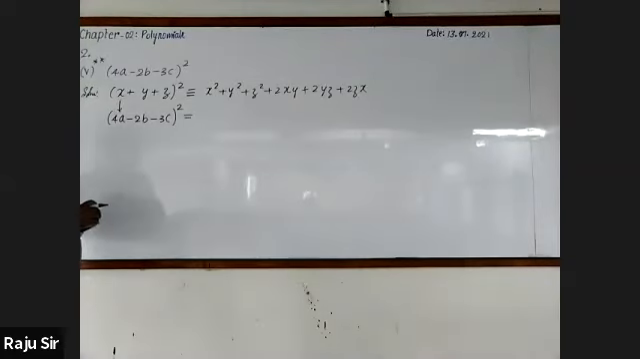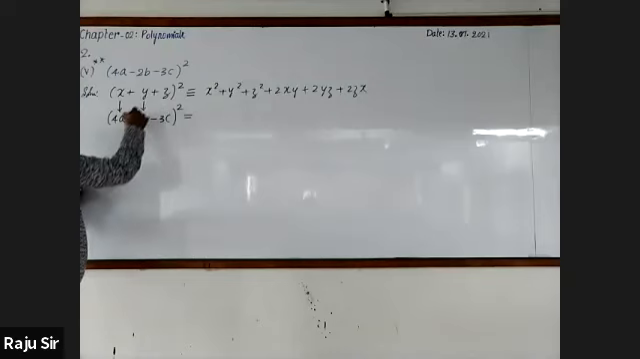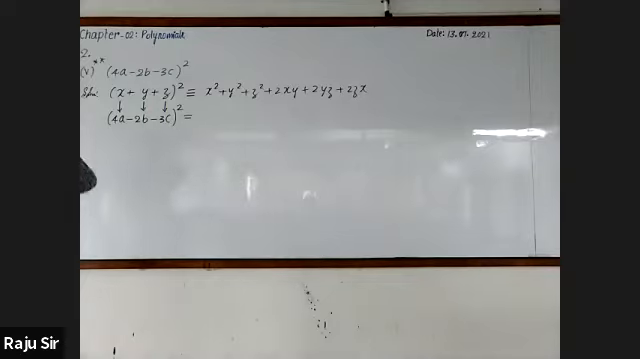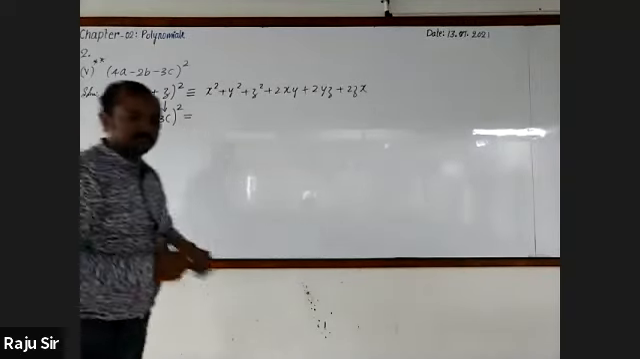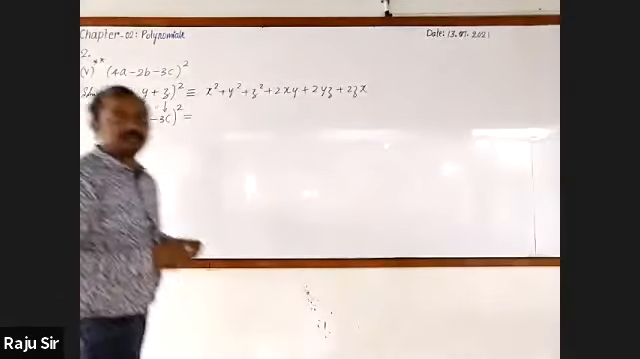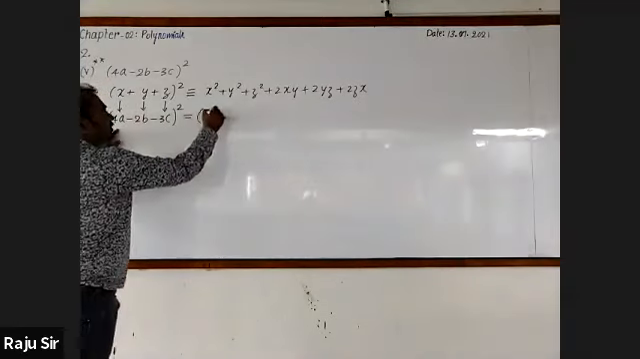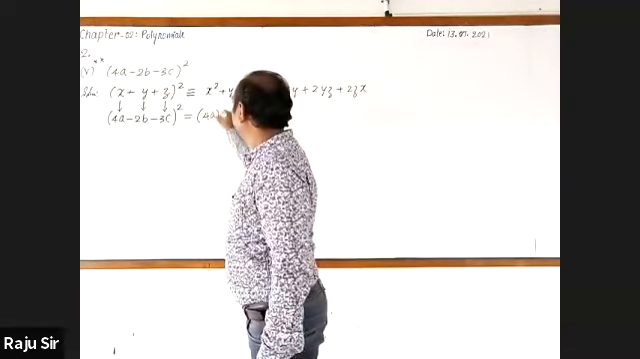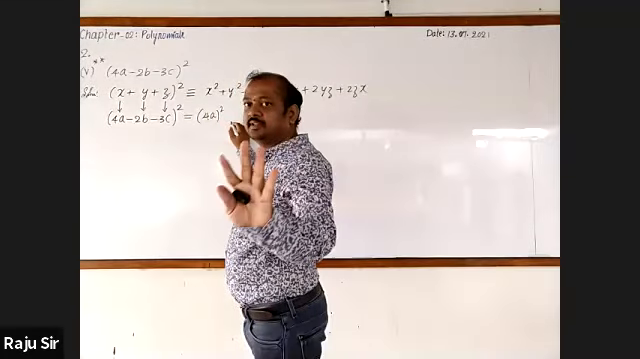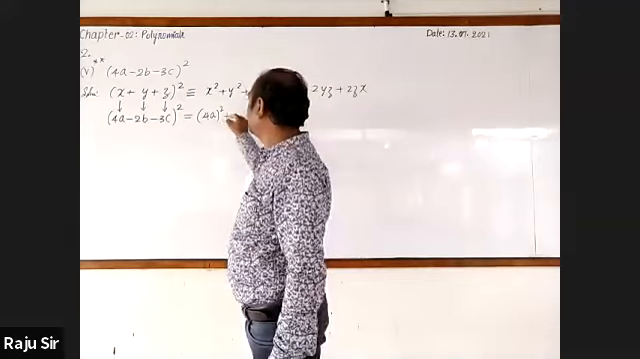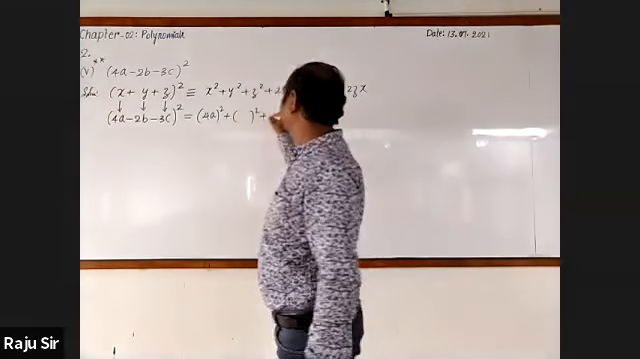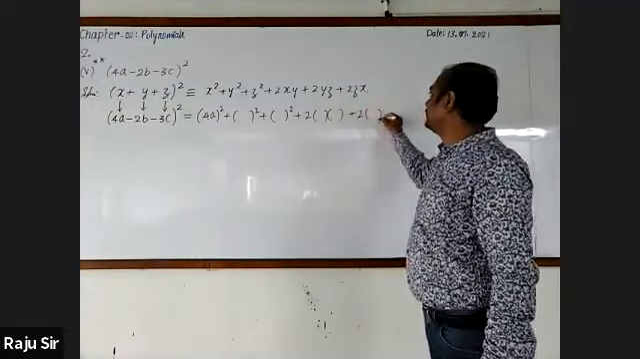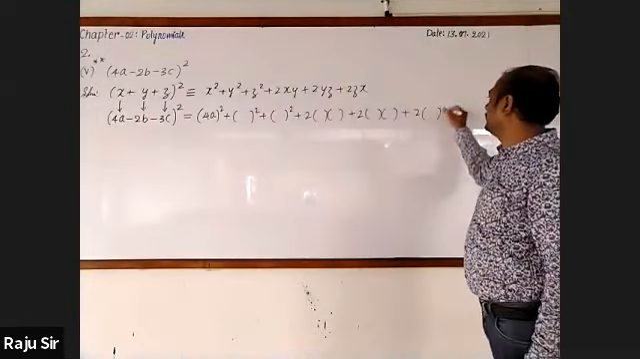x is 4a, y is minus 2b, z is minus 3c. Let us go for substituting, write along with me. It is 4a, minus 2b, minus 3c whole square. Wait, first I'll write like this: x square plus y square plus z square plus 2xy plus 2yz plus 2zx.